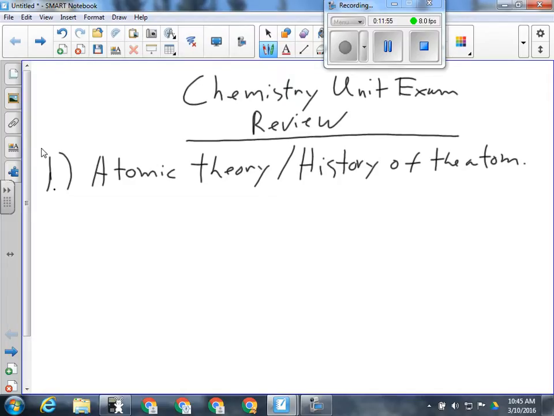In terms of the atomic theory, there's 4 points to the atomic theory. Okay, everything's made of atoms. Atoms of the same element are the same. Atoms of different elements are different. Okay, atoms combine in simple whole number ratios, and reactions occur when they're separated, joined, or rearranged. It's important for you to know those 4 points.